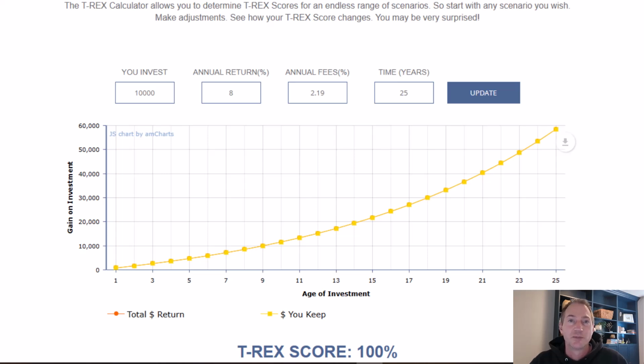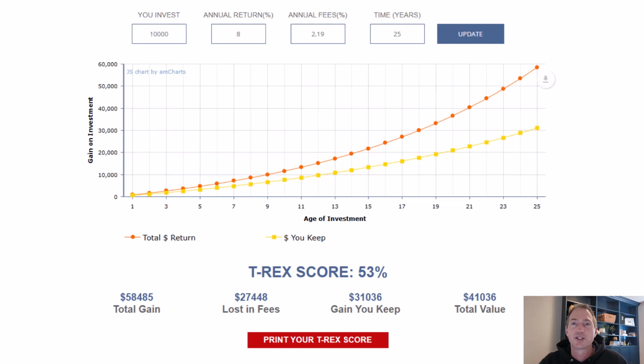So let's click on the update button, and you can see we have a T-Rex score of 53%. That means that you get to keep 53% of all your earnings. The bank, CIBC in this case, keeps 47% of your earnings. You can see here that I should have earned $58,000 in investment growth, but I only got to keep $31,000 of my investment growth. The rest of it, the $27,000 over the 25-year period, goes to the bank.